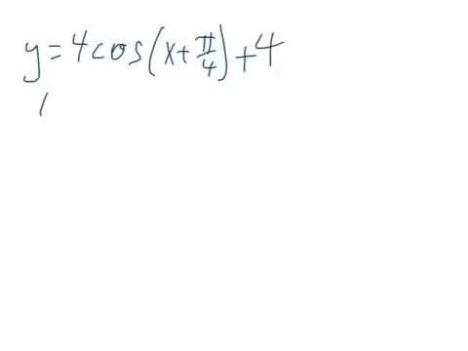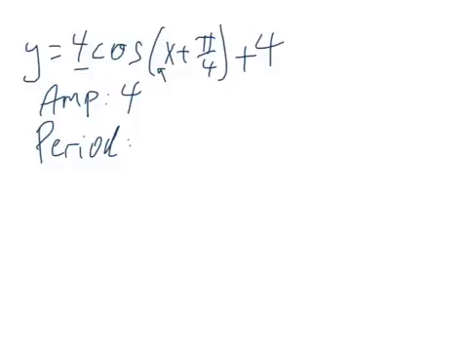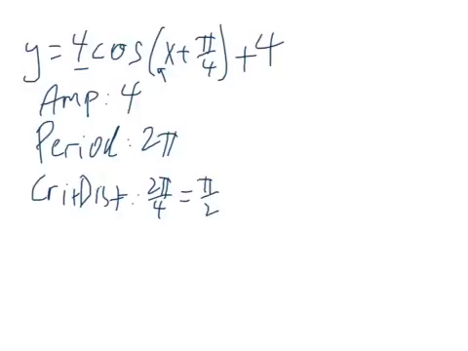So the key things to pull from this: amplitude is that number, 4. Period's 2 pi over b. This is one where b is actually 1. That's 2 pi over 1, or 2 pi. Critical distance is the distance between key points. It's 2 pi over 4. It's always period over 4. It's going to be pi over 2.